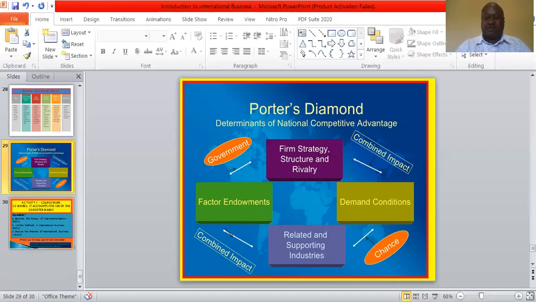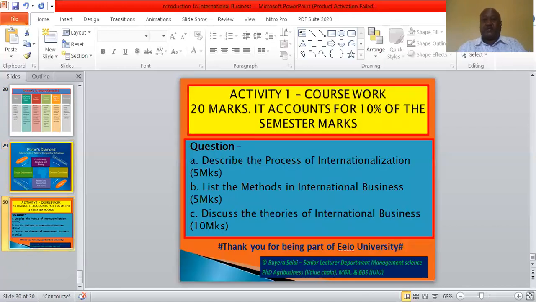That's very good. We have come to the end of our introduction to international business. And here I give you an activity or coursework, which will carry 20 marks. However, it accounts for 10% of the semester marks. Question 1, describe the process of internationalization. Question 2, list the methods in international business. And lastly, discuss the theories of international business, 10 marks.